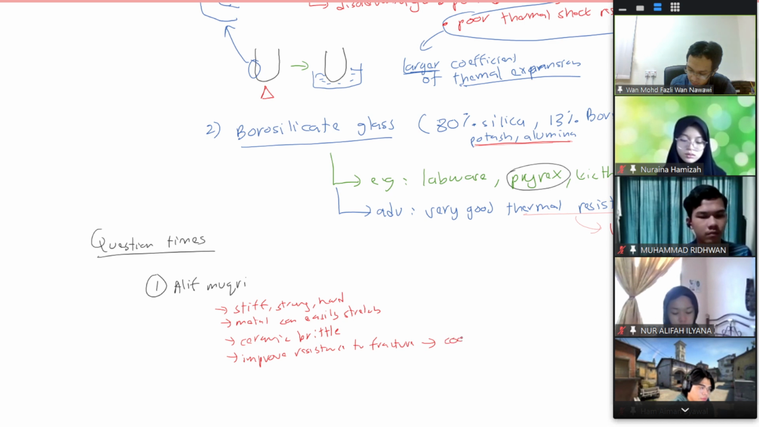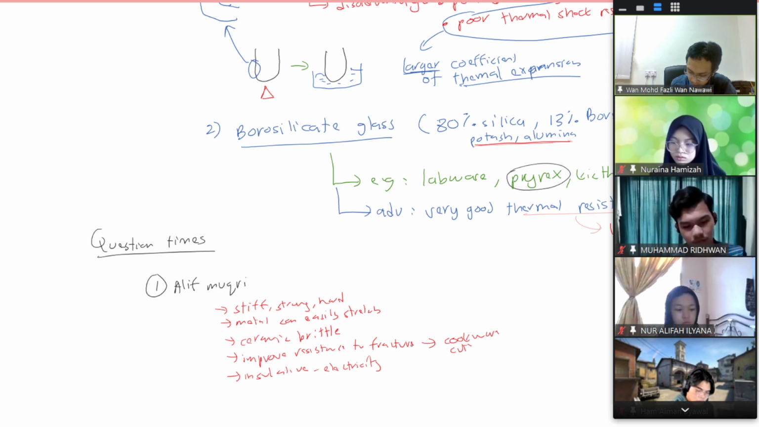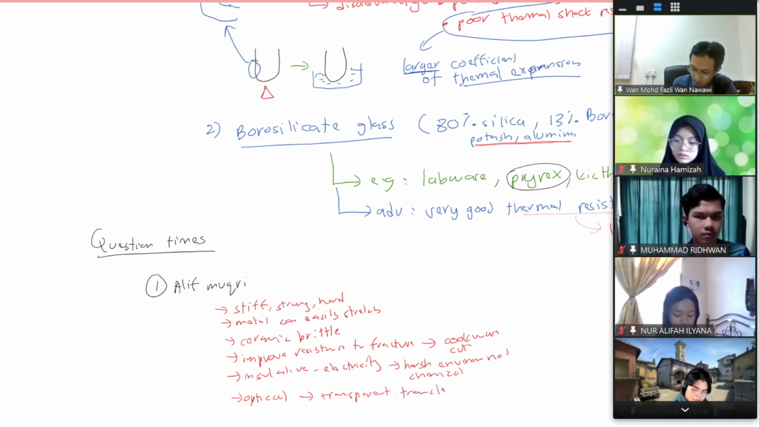The third one is that ceramic is very insulative to heat and electricity, which means more resistance to temperature and harsh environments. In optical terms, ceramic can be transparent like glass, translucent like scratched glass, and opaque like brick. And lastly, some have magnetic properties, like oxide ceramic. Okay, thank you, Alif Mukri.